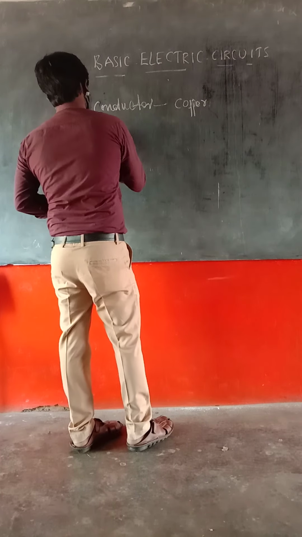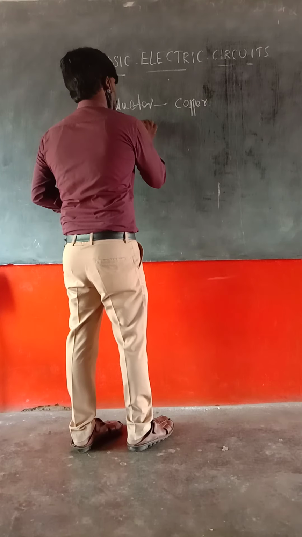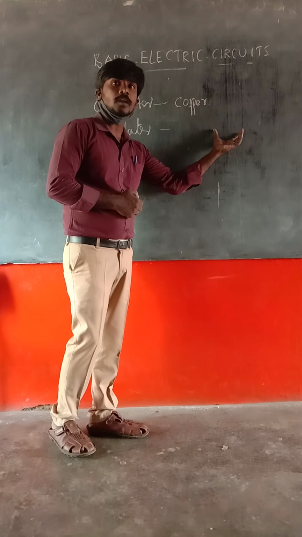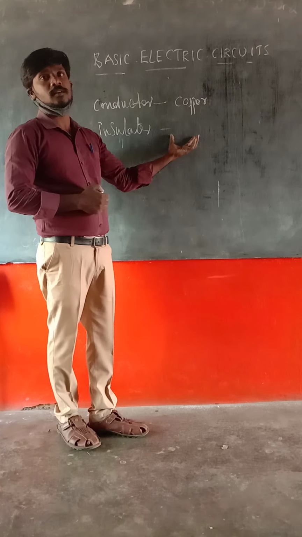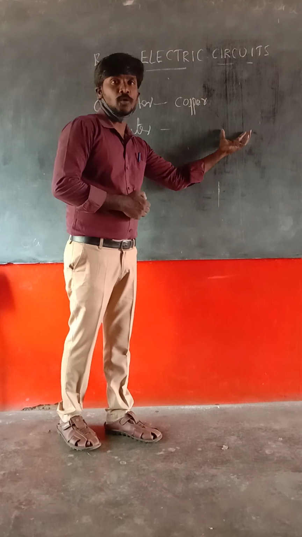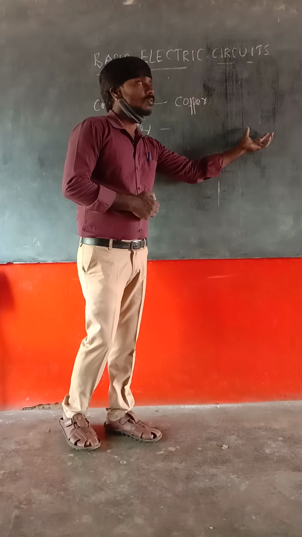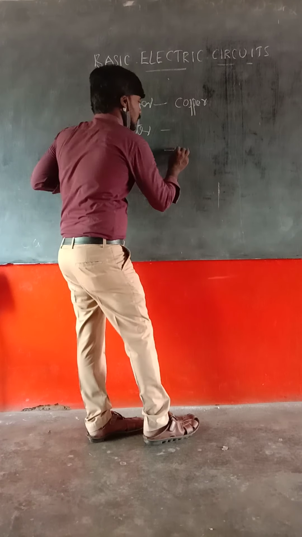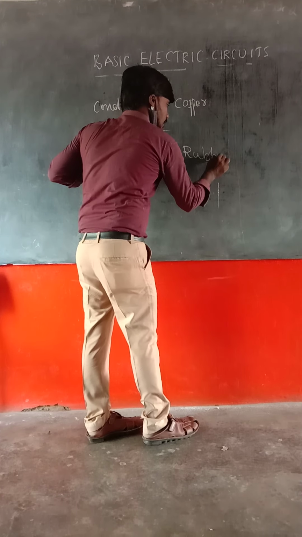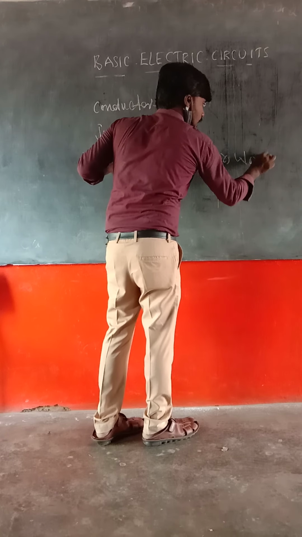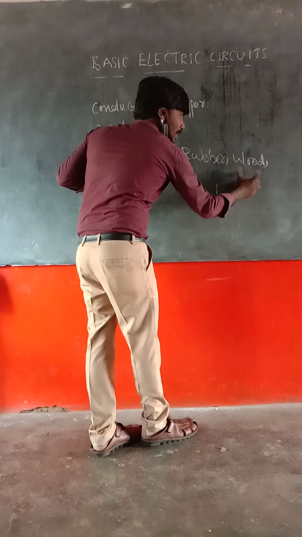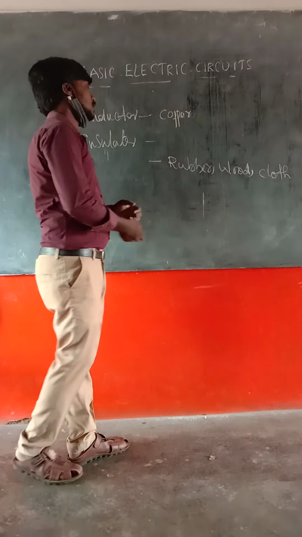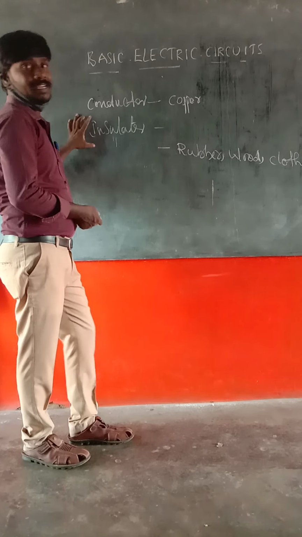And an insulator is a material which cannot flow electricity or electrons. For example, rubber, dry wood, and cloth. So that is the difference between conductors and insulators.